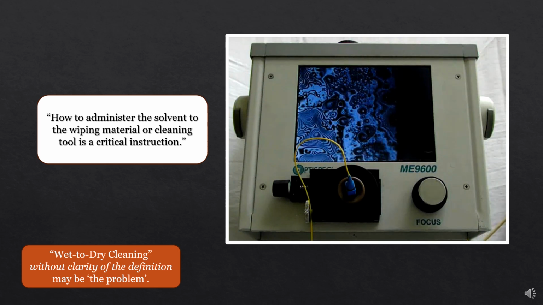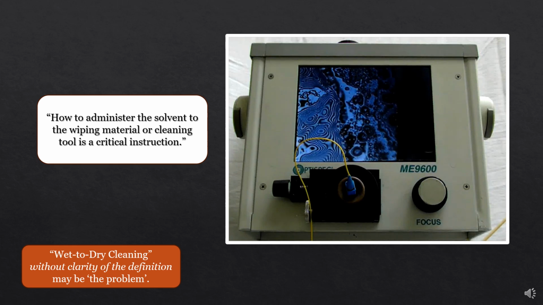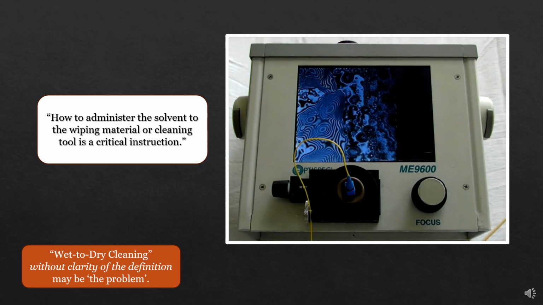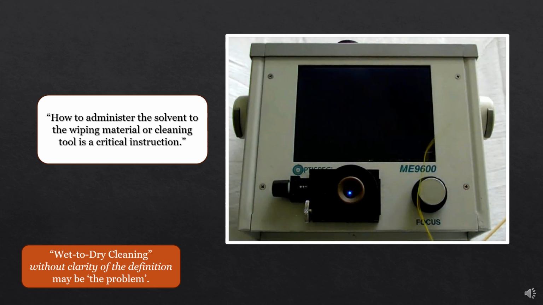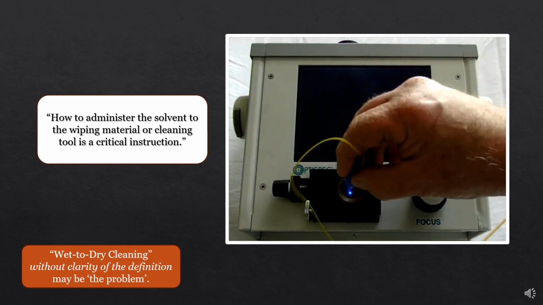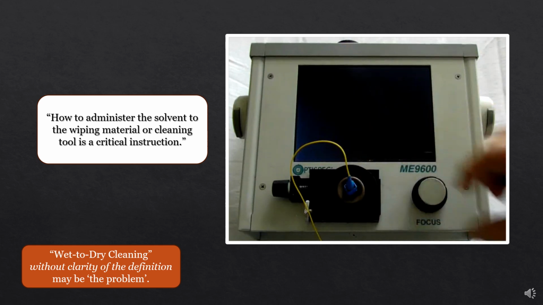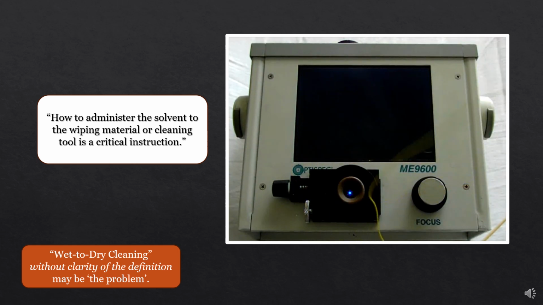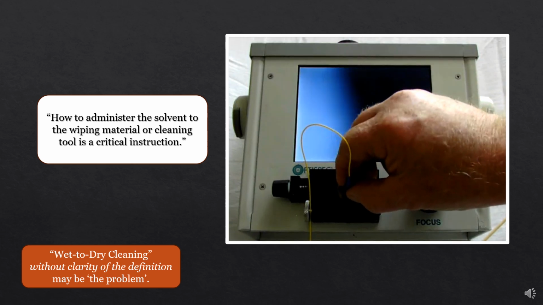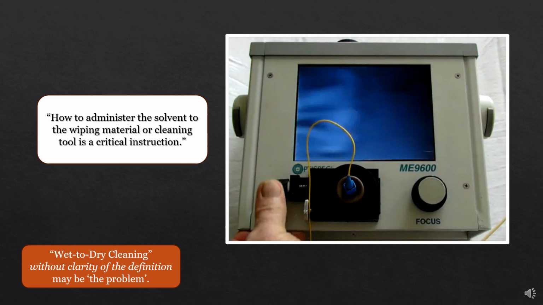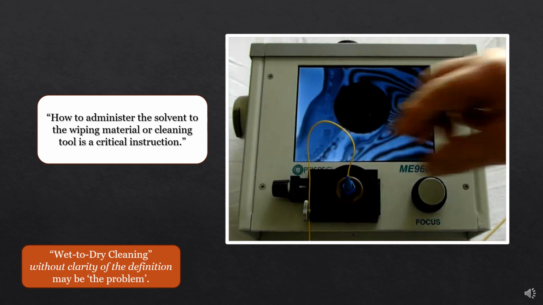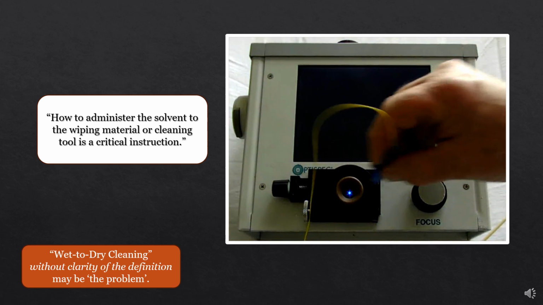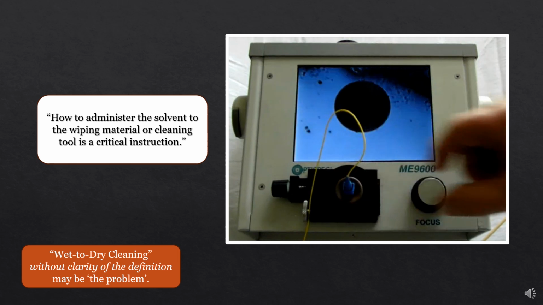This Optic 9600 has a scroller, so what we're seeing here in the field of view is at 425, 426x, but as we scroll out to the side through the whole zone 4, we see excess solvent being flooded from the vertical ferrule that I call zone 5. So wet to dry cleaning without clarity of the definition could very well be the problem.